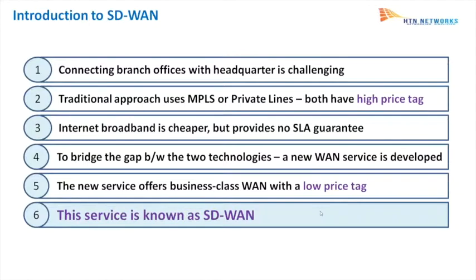The traditional approach uses MPLS or private lines. Both have high price tags. Internet broadband is cheaper, but it does not provide any SLA guarantee.